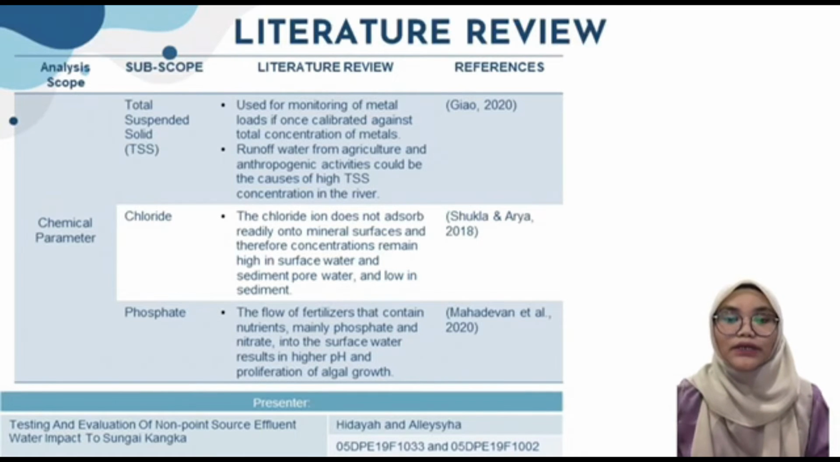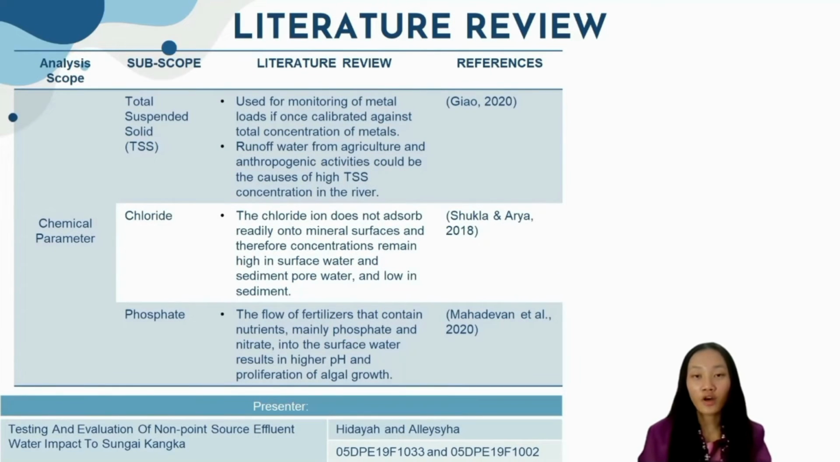Chloride is required for aquatic habitats to thrive. However, high chloride levels can have negative impacts on ecosystems. Based on the literature review of phosphate, the flow of fertilizers that contain nutrients, mainly phosphate and nitrate, into the surface water results in higher pH and proliferation of algal growth.